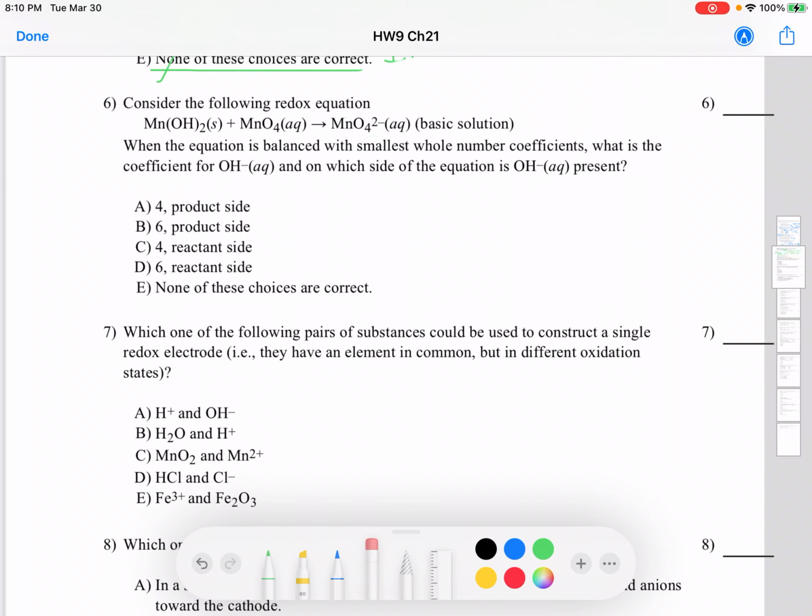Okay. When the following redox equation is happening in basic solution, balance with smallest whole number coefficient, what is the coefficient for hydroxide? And on which side of the equation is hydroxide present? Now this reaction is happening in a basic medium, so we need to see the coefficient for the hydroxide. Okay, let's see. Manganese hydroxide goes to manganese oxide and permanganate ion.